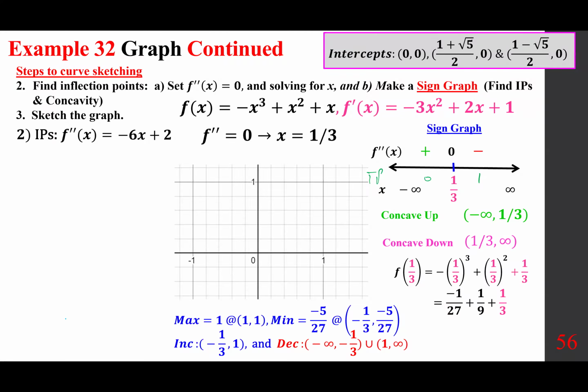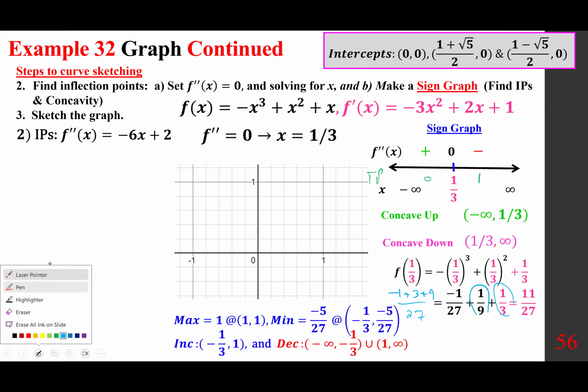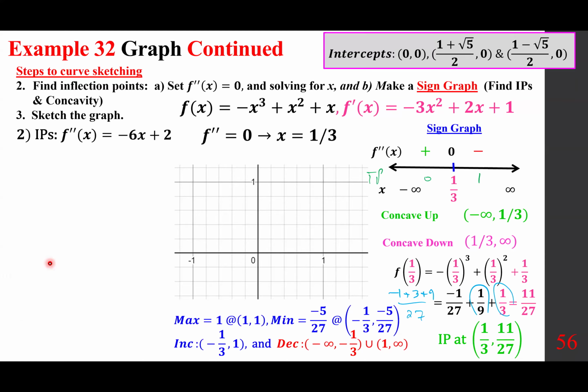Let's see if I can put it here, 27. This one is negative 1. This one is 3 over 27. This one is 9 over 27. So 9 and 3, 12 minus 1, 11 over 27. So the IP, the inflection point, has the coordinates 1/3 and 11 over 27.